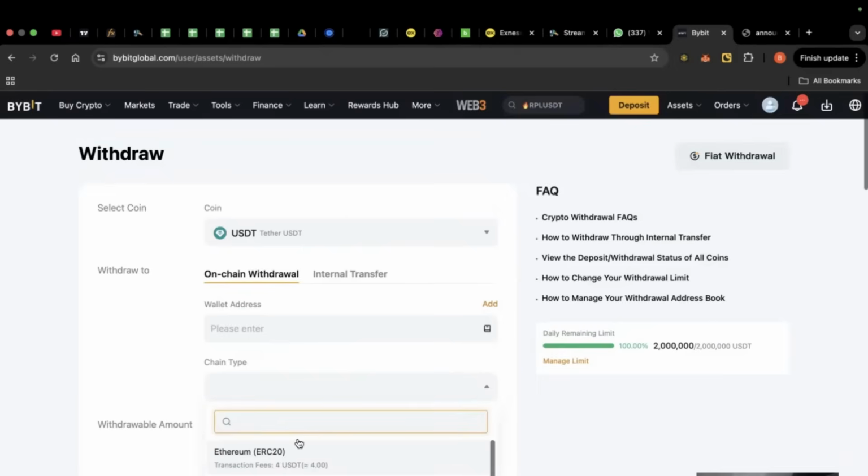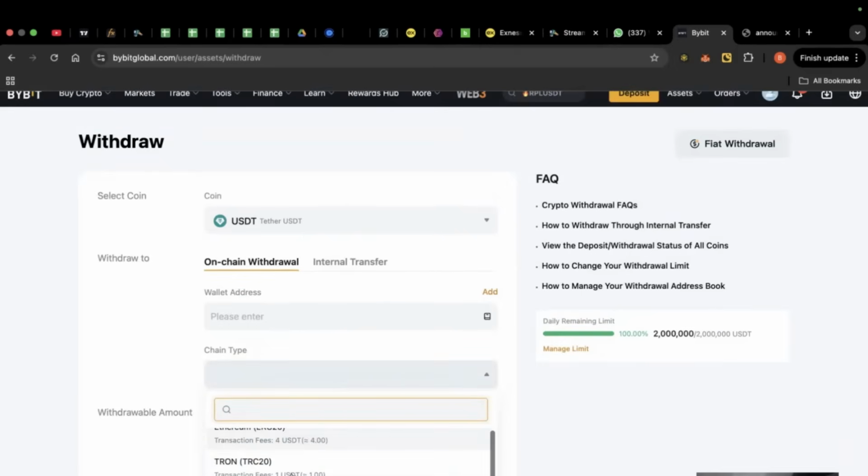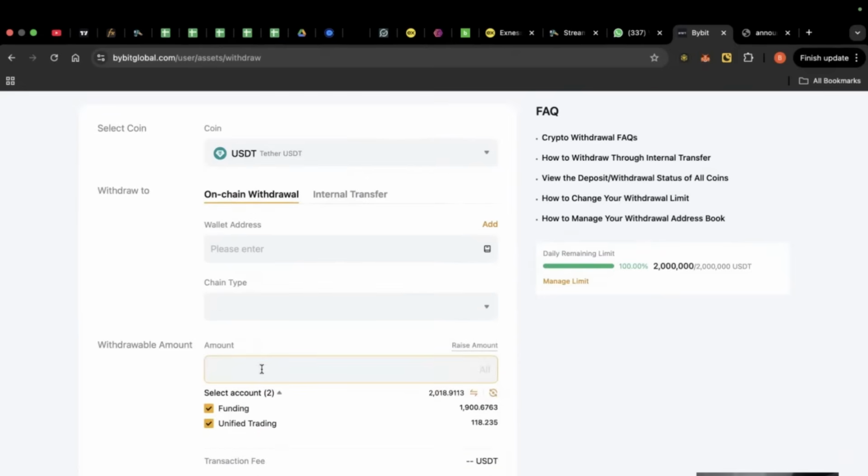Very easy, very simple. If you don't have a Trust Wallet account, or you probably have another wallet account where you store your money, you also use it to input your wallet address and the chain type, whether it's Ethereum ERC20, TRC20 or Solana. The best one I use is TRC20 because it's very affordable. I'll input the amount of money I want to withdraw, then transfer it to the wallet of my choice. Or you can make use of fiat withdrawal or P2P withdrawal. These are the means by which you can withdraw.